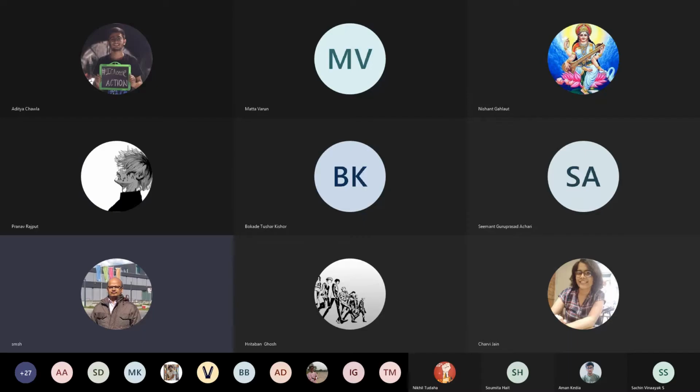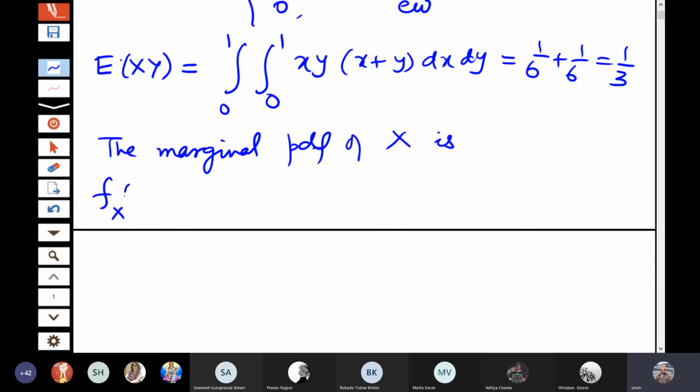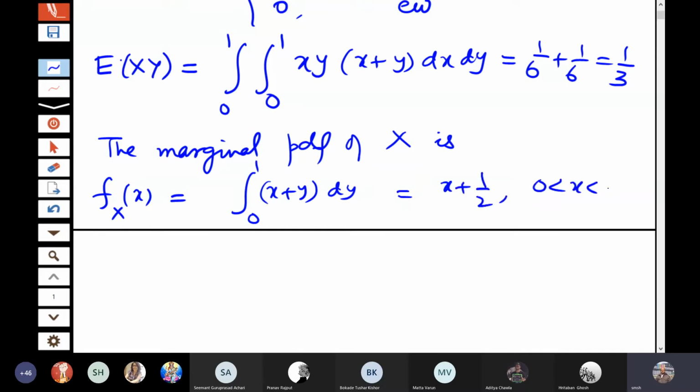So for that we can easily calculate the marginal distributions here. So the marginal PDF of x is, you integrate x plus y with respect to y. So you get x plus half, that is the marginal distribution of x. Similarly, you can calculate the marginal distribution of y.